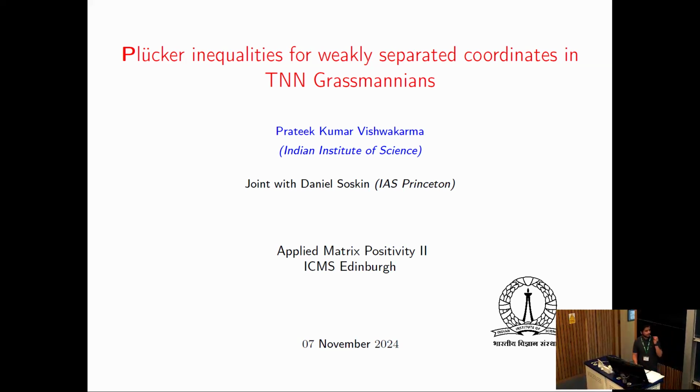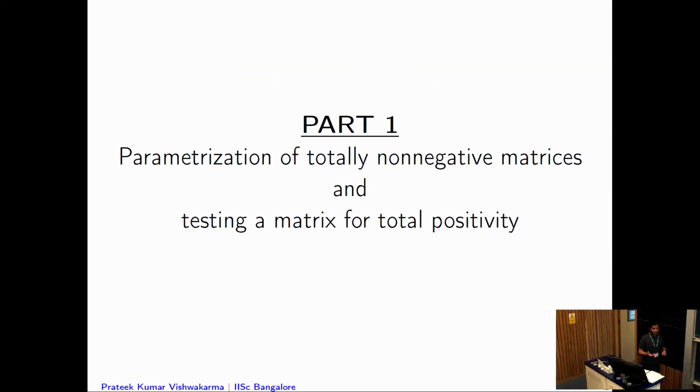In this talk, in the second part of this talk, we will talk about certain determinantal inequalities that appear quite naturally over the entire TNN Grassmannian. But in the first part, I thought I will talk about certain basic properties about totally non-negative matrices regarding parameterization and how to test for total positivity. I hope that's okay.